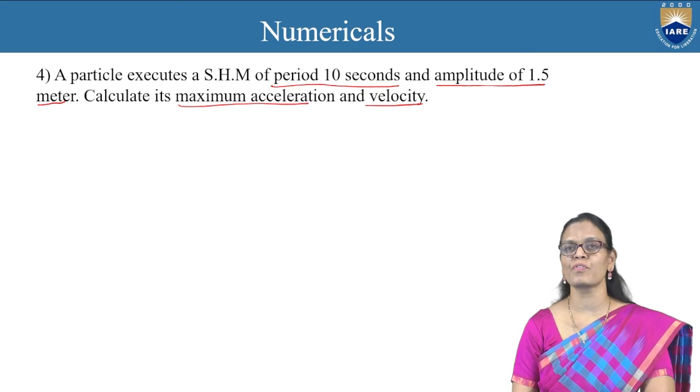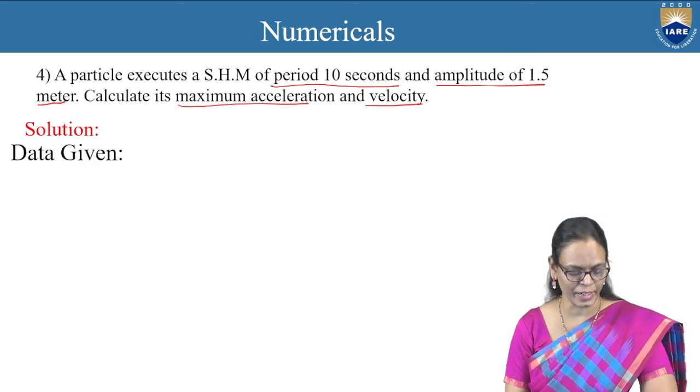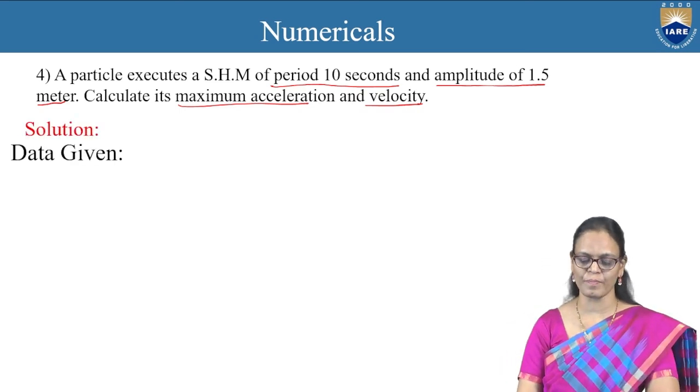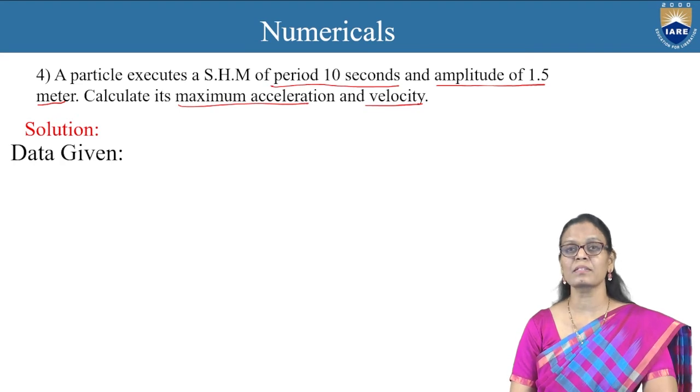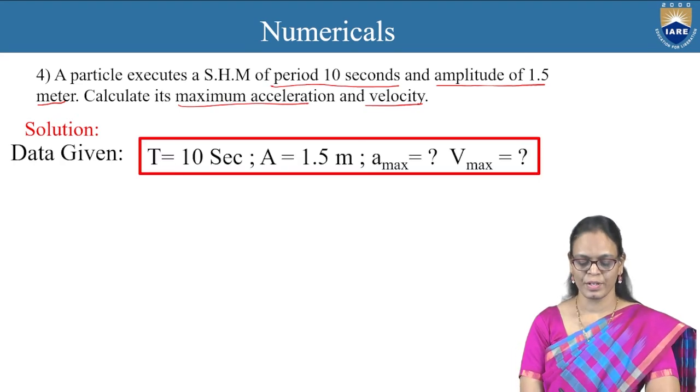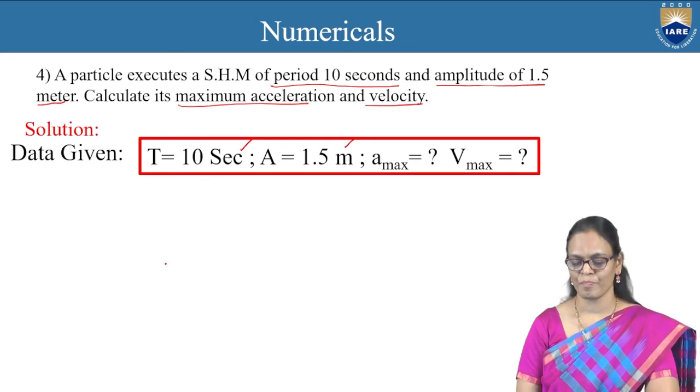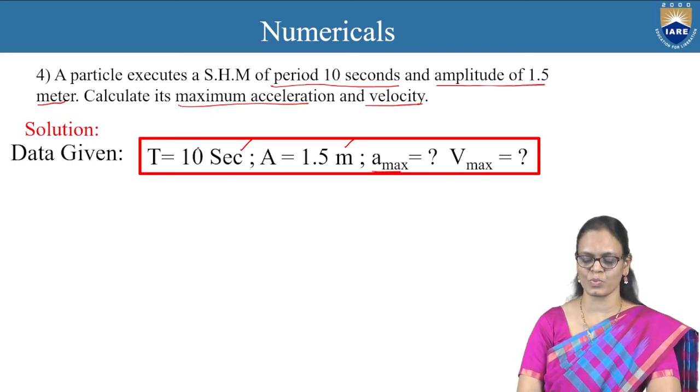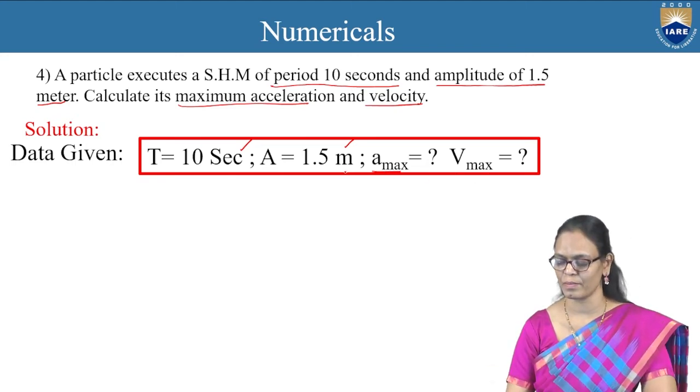So what we'll do, first write the data given. What is the data given? The time period is given, 10 seconds. The amplitude is given, 1.5 meters. We have to find A max and V max. So this is what is given in the data.